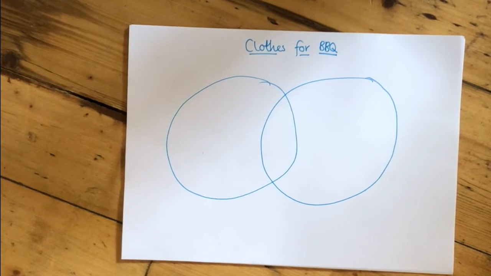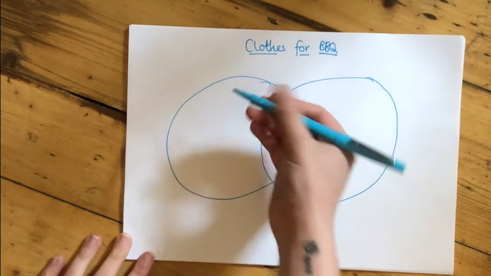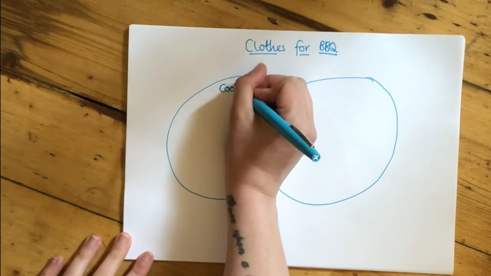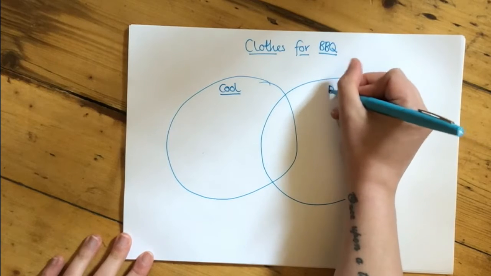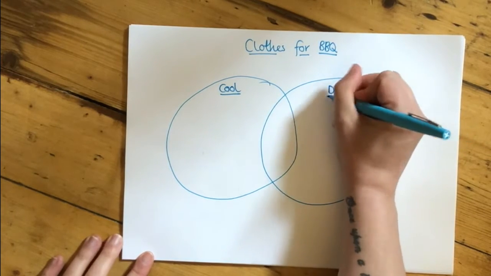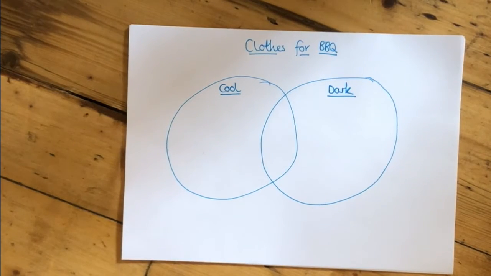Now, let's think of the two things that I said were really important for categorising my clothes. They had to be cool and they had to be dark. So I'm going to write cool and dark. Let's have a look at the options for the clothes.